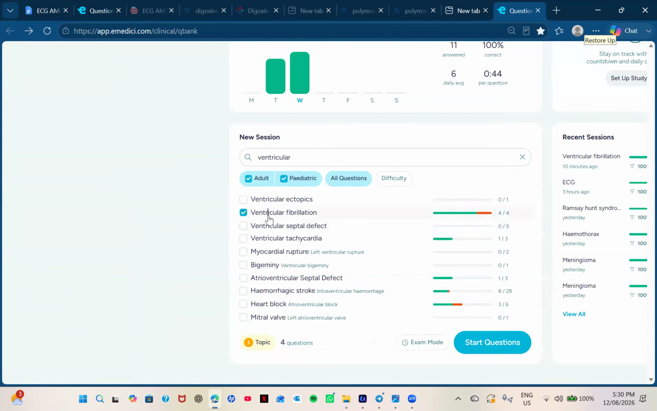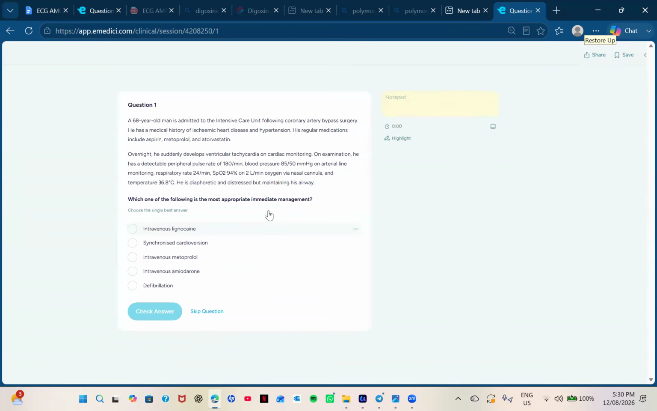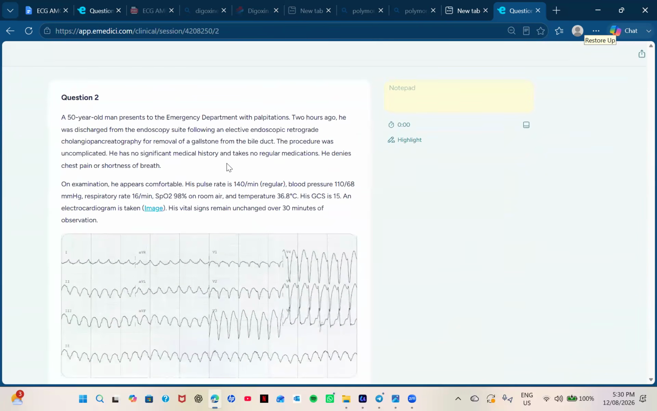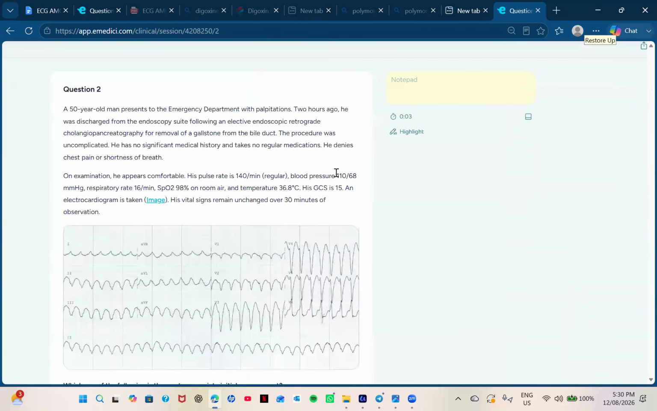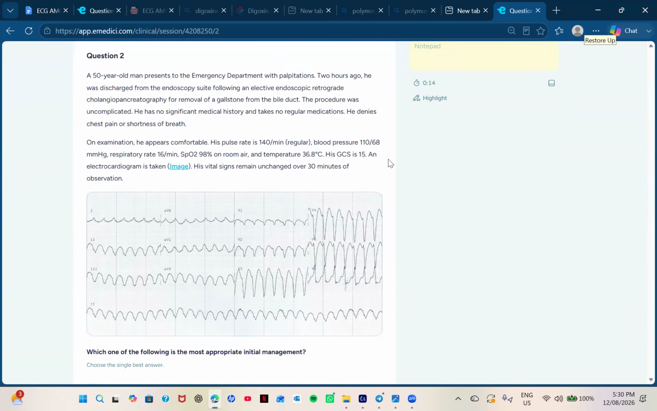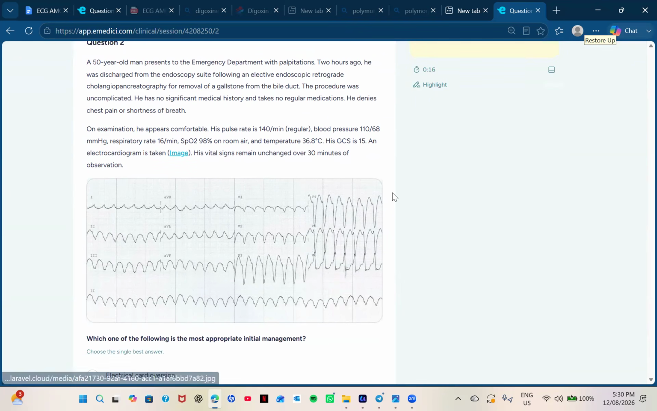Okay, so then, ventricular tachycardia. Now tell me the management of ventricular tachycardia, doctors. Let's do this case: a 50-year-old man presents to the ED with palpitations. 2 hours ago, he was discharged from the endoscopy suite following an elective endoscopic retrograde cholangiography for removal of a gallstone from the bile duct. The procedure was uncomplicated. He has no significant medical history, no regular medications, and denies chest pain or shortness of breath.